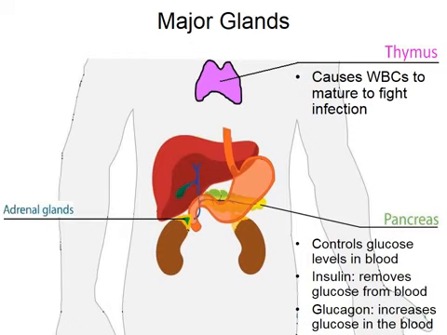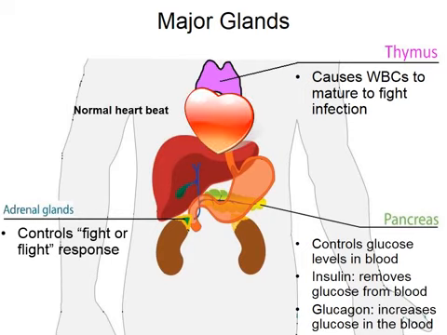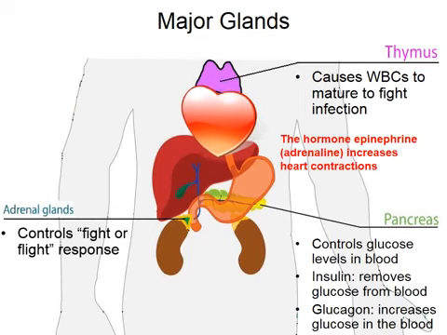Okay, so the next major gland I want to mention are called the adrenal glands, and we have two of them, one on top of each kidney. The adrenal glands help to control our fight or flight response. I'll say more on that in just a moment. Well, here's our heart, and here's the normal heartbeat. But in times of stress or in times of a threat, let's say a near car accident or a suspicious character walking towards you in a dark alley, what happens is the adrenal glands will release a hormone called adrenaline, or also called epinephrine.